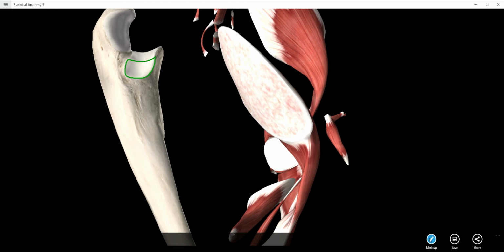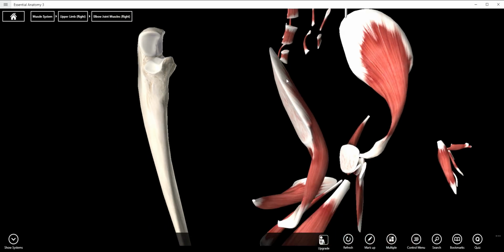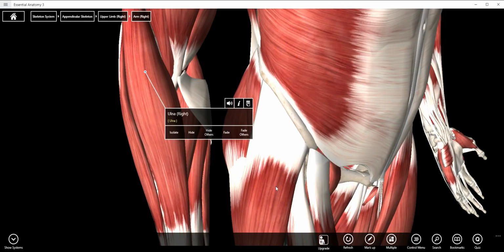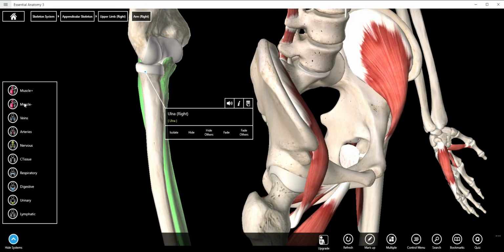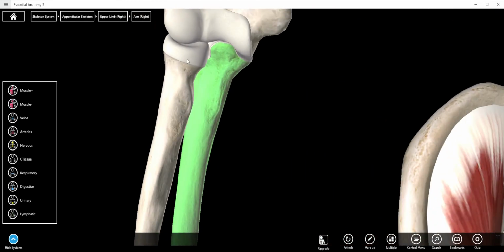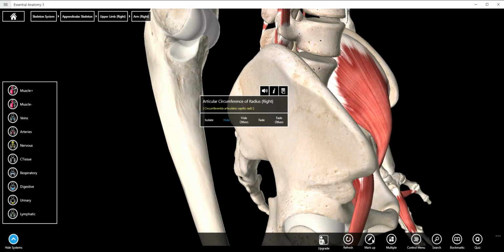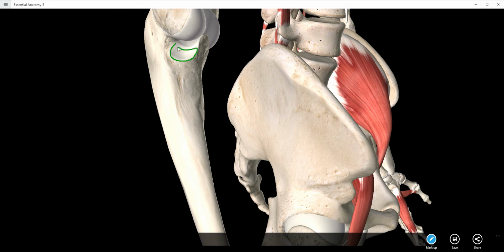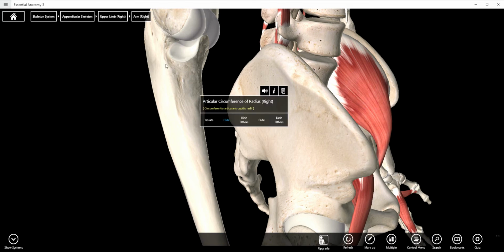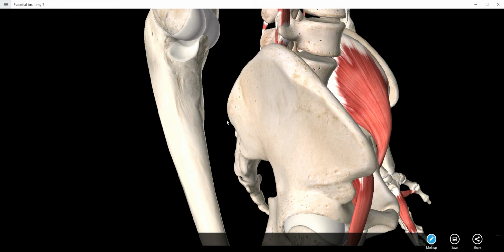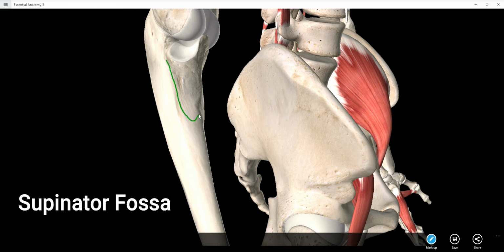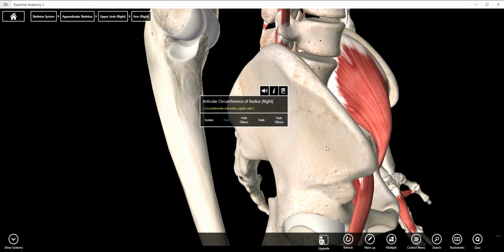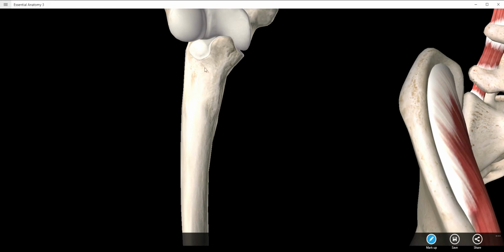So if I were to add back in the radius, oops, let's get rid of muscles again. You can see that the head of the radius sits right in there, in that radial notch, which again is right there. Radial notch. Directly below the radial notch is something called the supinator fossa. There's a muscle called supinator, and you can guess that it's a supinator, and it has an attachment there, supinator fossa. So what makes that kind of tough, remember, is we had just labeled this area here as the ulnar tuberosity.